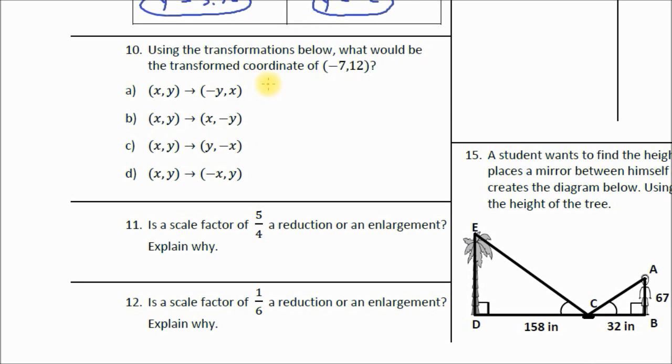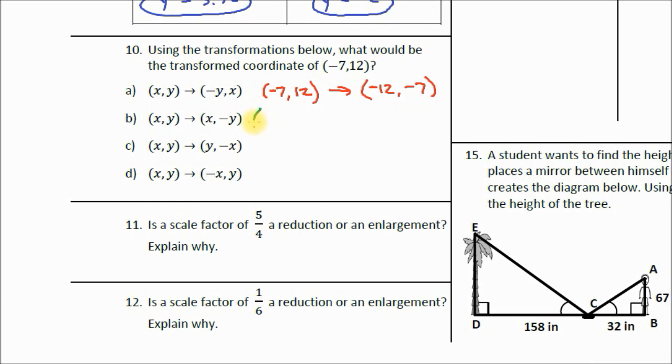Using the transformation notation in A, negative 7, 12 is going to change to, let's take a look. Our x value is moving to our second position in our coordinate, and the sign is staying the same. So negative 7 is moving over to here. Our y value is moving to the x position, and the sign is flipping. Y was 12, so now it is negative 12. There's our first one.